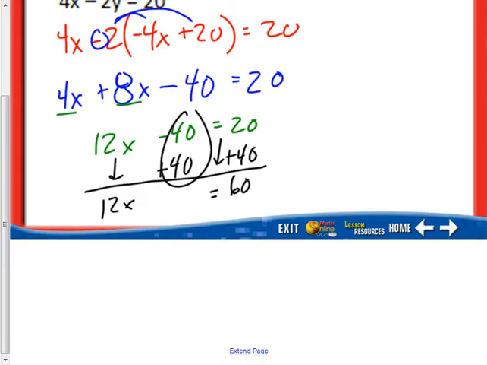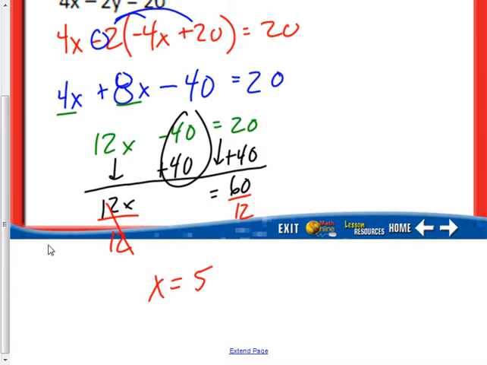Okay, let's extend our page a little bit here. Now we need to divide by the coefficient of 12 on both sides, and so that's going to cancel there. So x is going to be equal to 5. 60 divided by 12 is 5.